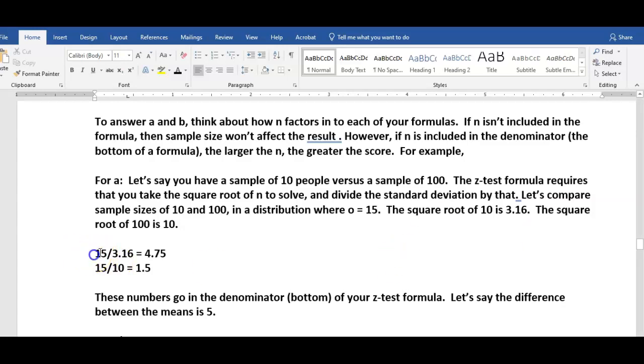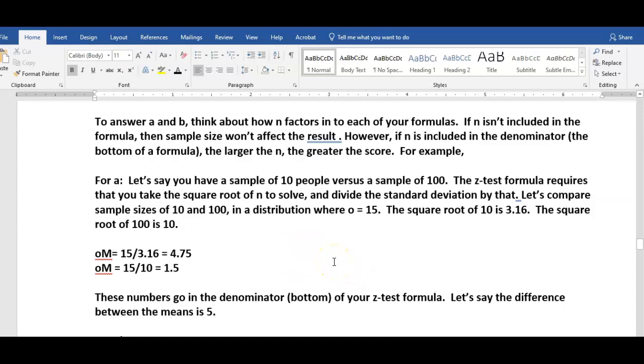So if I'm calculating the standard error of the mean, that sigma sub M would equal the standard deviation 15 divided by the square root of n. And here, if my square root of n in a sample of 10 is 3.16, my standard error of the mean is 4.75. And then here, my standard error of the mean is going to equal 15 divided by 10, or 1.5. So then these numbers are going to go into the denominator, the bottom of that z-test formula.